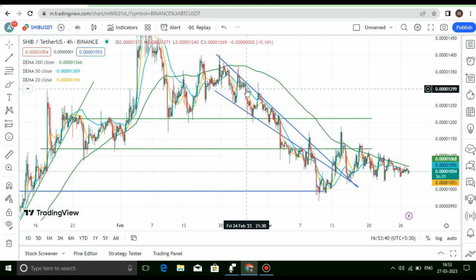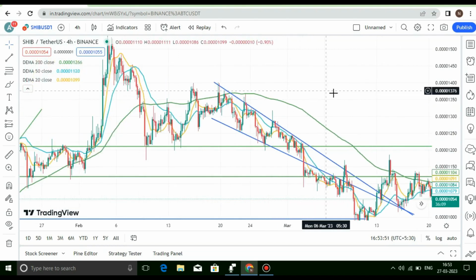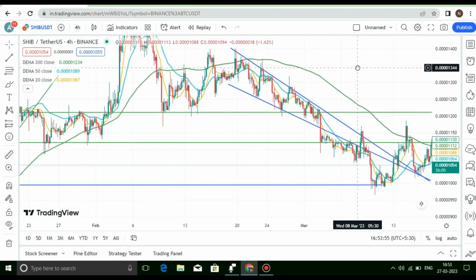So let's go. Now here, as you can see, I have drawn different levels, and if you don't know how to draw these levels, then I will be making a separate video on supply and demand trades, so that you will be able to understand which zone of a particular token or a stock is a supply zone, or which zone is the demand zone.